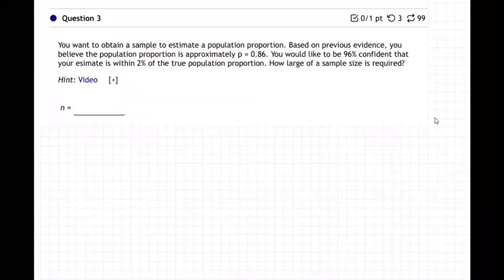Okay, so here we go. Number 3, you want to obtain a sample to estimate a population proportion. Based on previous evidence, you believe the population proportion is approximately 0.86. See how this is knowing something? Notice right there, we know p is about 0.86. You don't need that 0, I'm just going to say 0.86. Do you see that? This time we know something.